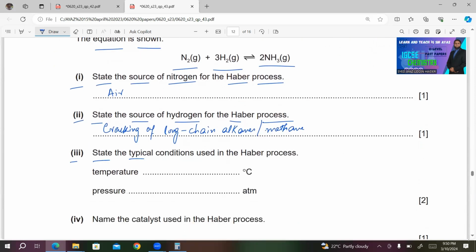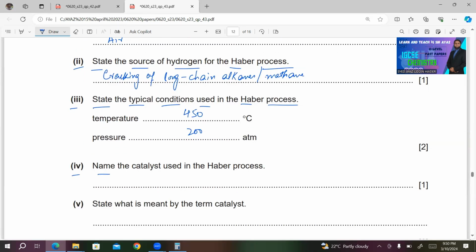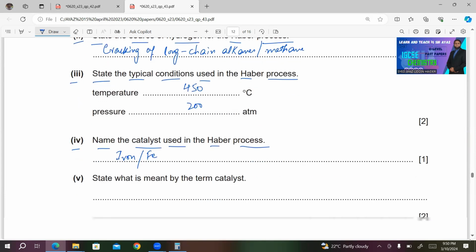Number three, state the typical conditions used in the Haber process. Temperature is 450 degrees centigrade and the pressure is 200 atm. Number four, name the catalyst used in the Haber process. It's iron. You can even write the symbol of iron, that is Fe.